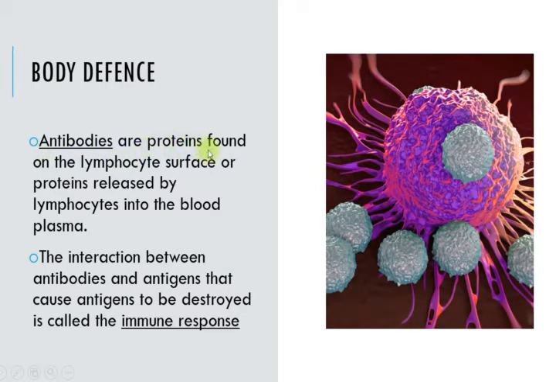Antibodies are proteins found on the lymphocyte surface or proteins released by lymphocytes into the blood plasma. Or in other words, antibodies refer to the proteins produced by the lymphocytes and released into the blood plasma. The interaction between antibodies and antigens that causes antigens to be destroyed is called the immune response.